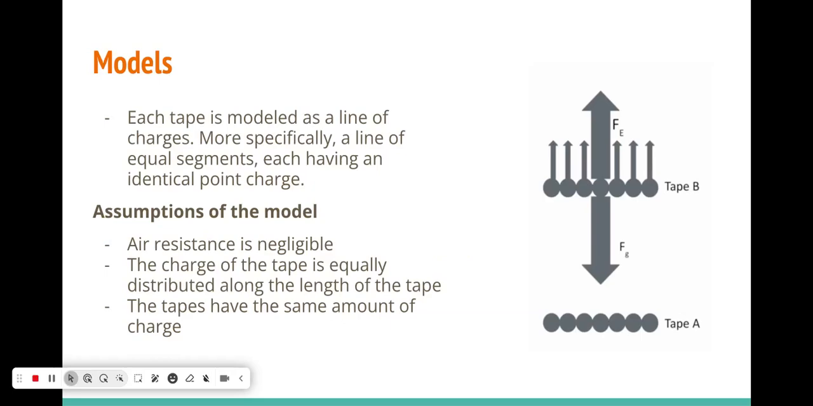So the model is essentially the same as the last lab with two pieces of tape on top of each other that are charged, except now they are both represented as a line of charge instead of a point charge. So it's going to be represented as a line of equal segments, and each of those segments has an identical point charge, so a line of charges. All of the assumptions are the same, but now the charge of the tape is equally distributed along the length of tape instead of just located at the center as a point charge.